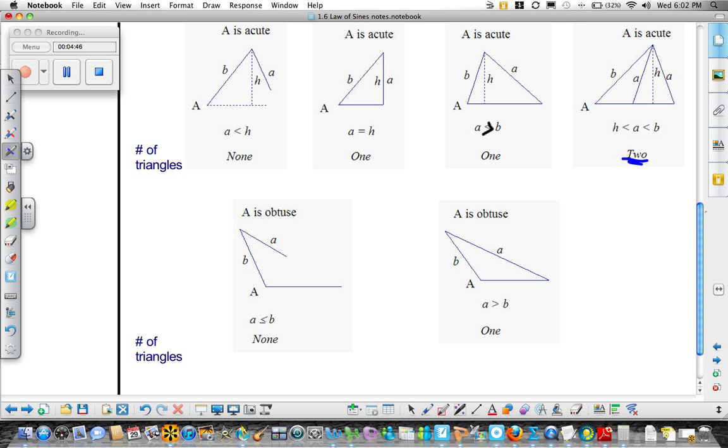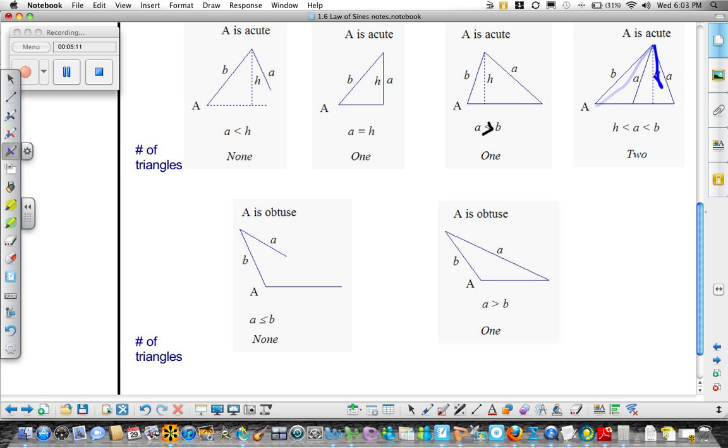I know my lines aren't very straight here, but it's hard to do it with a mouse. So see this triangle right here? That's one of the triangles that could be created. The other triangle that could be created is this kind of normal looking triangle that you see. Let me see if I can draw it a little bit better. This normal looking triangle that you see here.